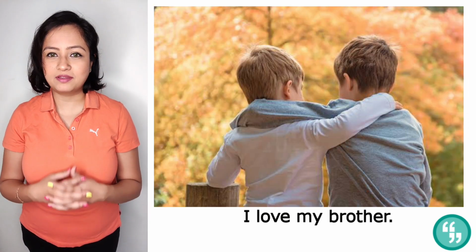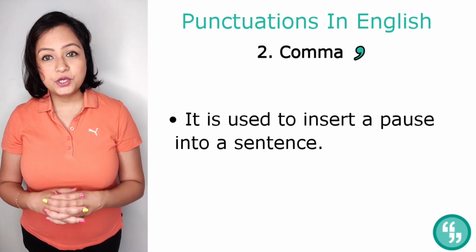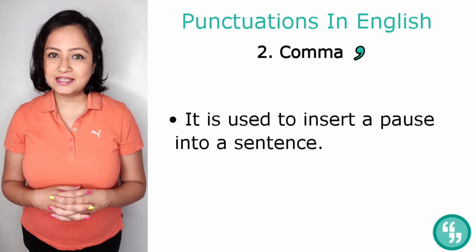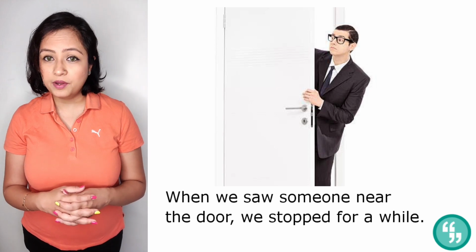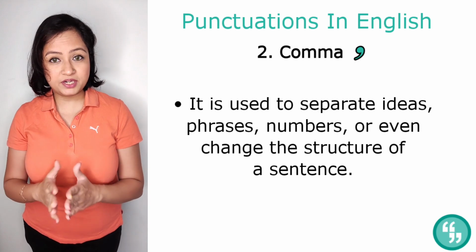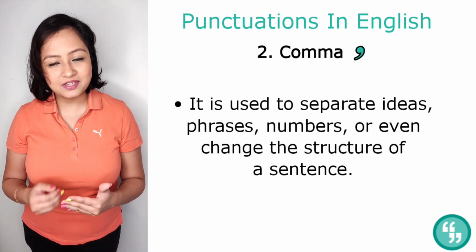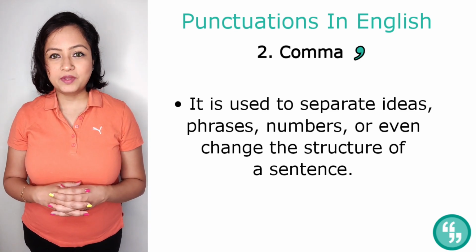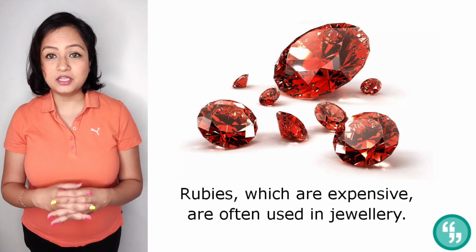I love my brother. Comma. It is used to insert a pause into a sentence. For example, when we saw someone near the door, we stopped for a while. It is used to separate ideas, phrases, numbers, or even change the structure of a sentence. For example, rubies, which are expensive, are often used in jewelry.